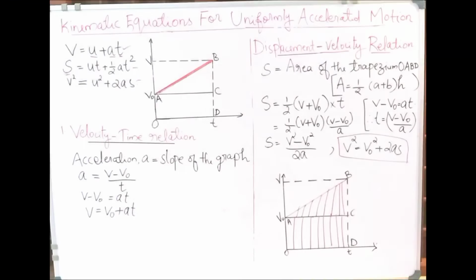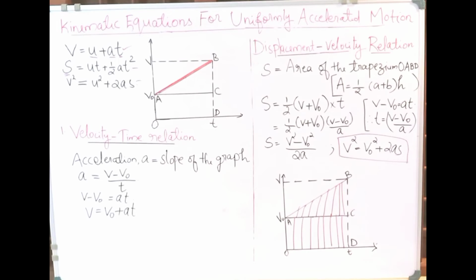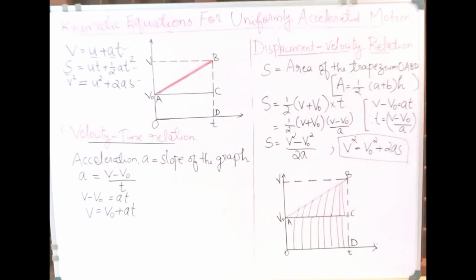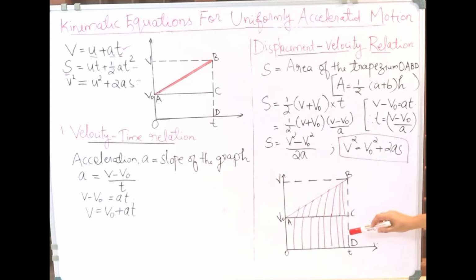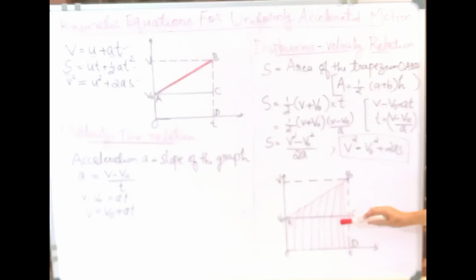Now we can move to the third equation of motion, that is the displacement velocity relation. What was the last equation? That is v square is equal to u square plus 2as, that we are going to derive. So the same diagram we have again, that is the velocity time graph. Here the time is taken along the x-axis and velocity along the y-axis, and the graph is as shown here. The same graph we are using for all three equations.